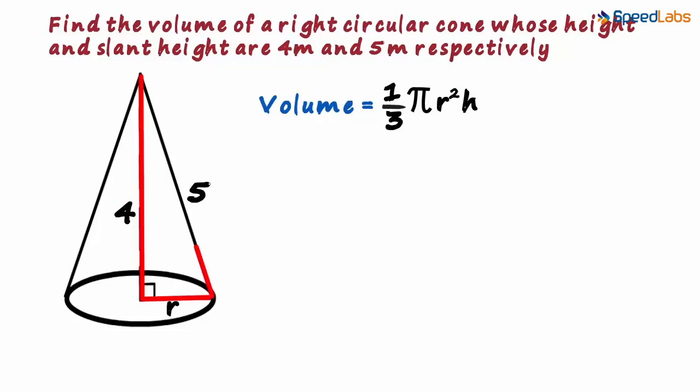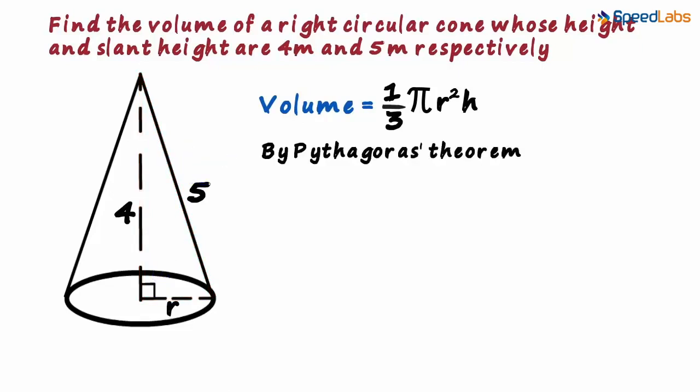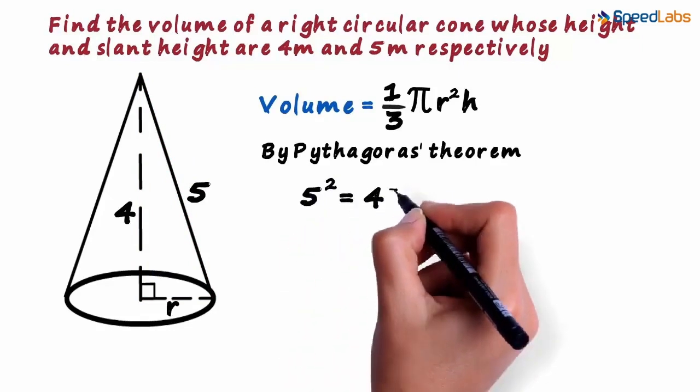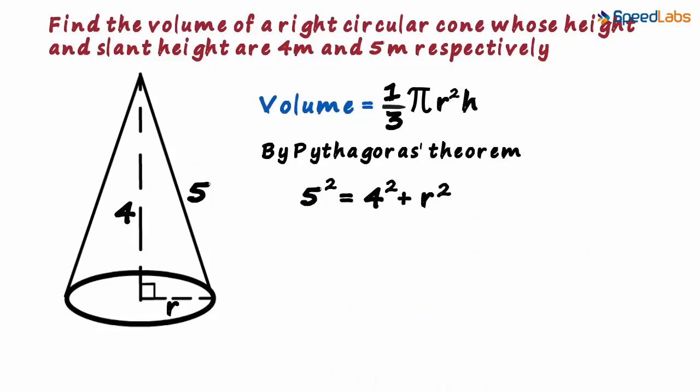A right-angled triangle is formed here. This is the hypotenuse and it is right-angled at this vertex. So using the Pythagoras theorem, we can say that 5 squared equals 4 squared plus r squared. Using this equation, we can easily find the value of r.